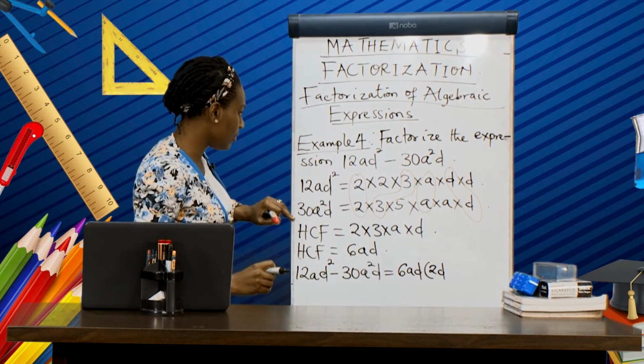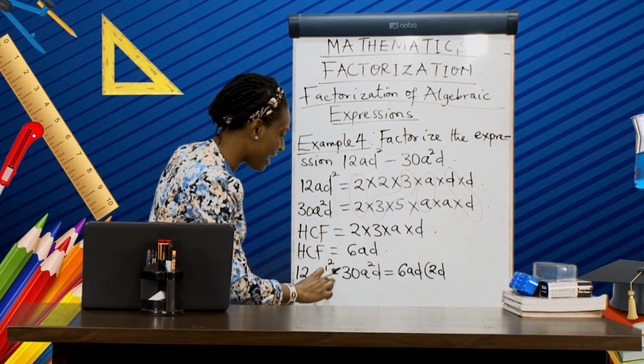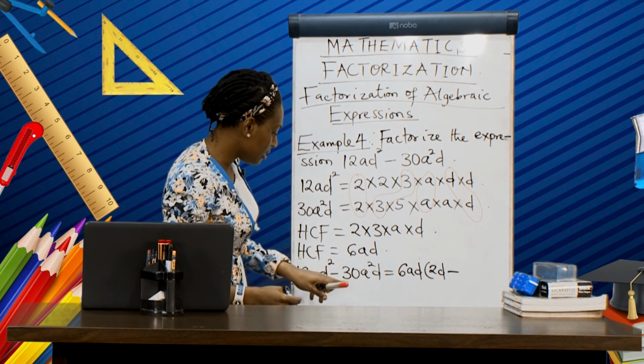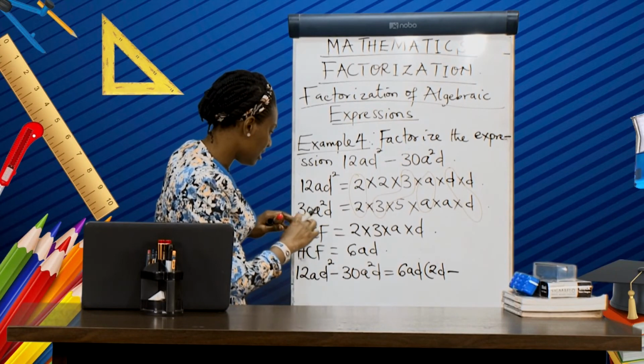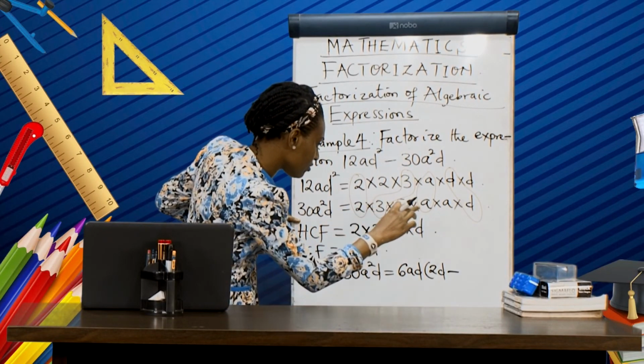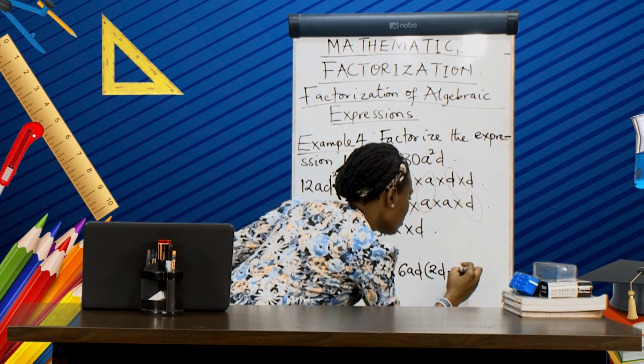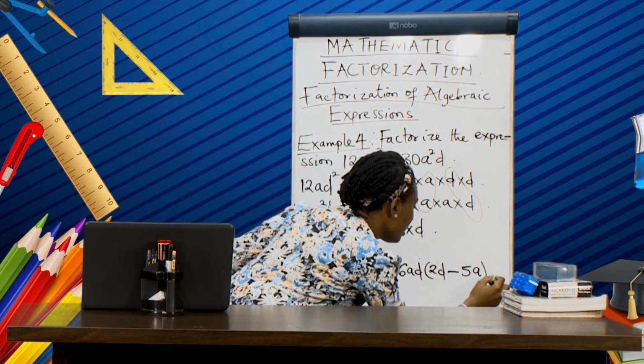Then in this expression, we have minus connecting them. So you write your minus. Then in 30a squared d, what is left? We factored out something. So we have 5 and a left. So we have 5a left.